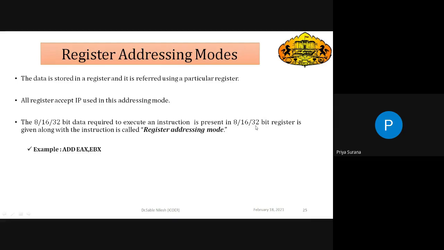You are already aware that these registers can be 8-bit, 16-bit or 32-bit. But source and destination should both be the same size. Means if the destination is 8-bit, the source should be 8-bit only. Both should be 8-bit, both 16-bit, or both 32-bit. Here both are 32-bit. So an 8, 16 or 32-bit register given along with the instruction is called register addressing mode.